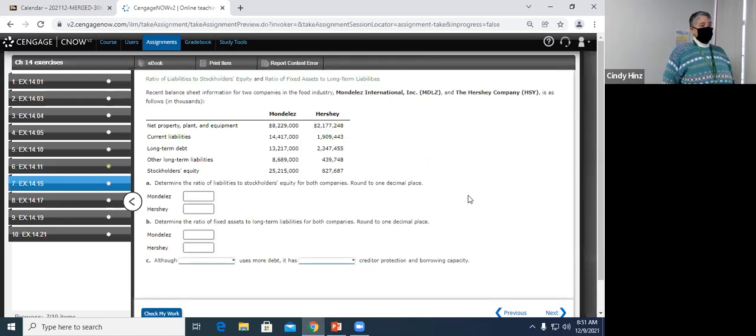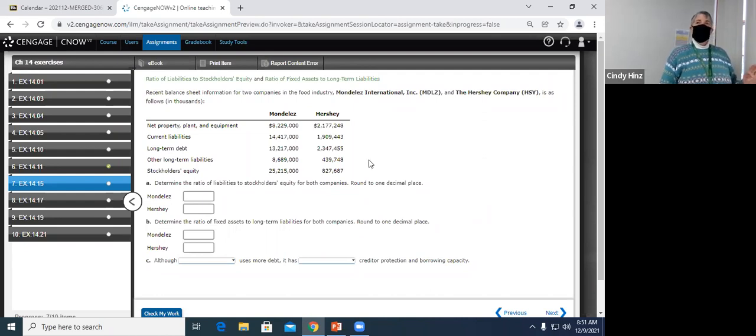Recent balance sheet information for two companies in the food industry, Mondelez International and the Hershey Company, is as follows. So now we are doing a comparison from one company to the other, that third type of comparison that we discussed. We'll start with Mondelez. And I think this is an interesting exercise.